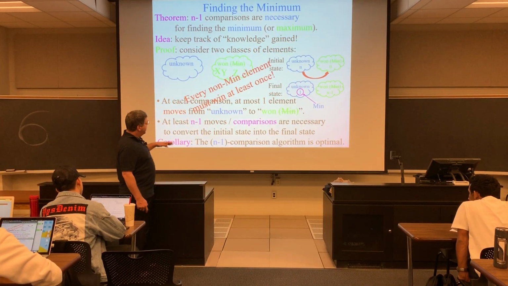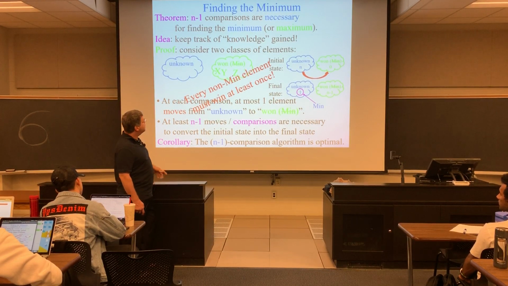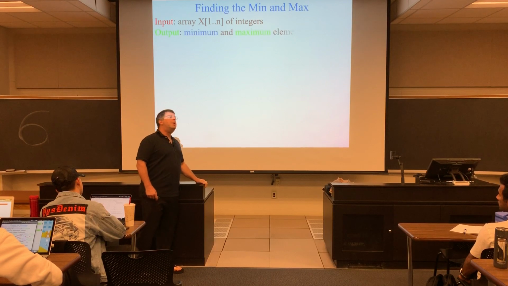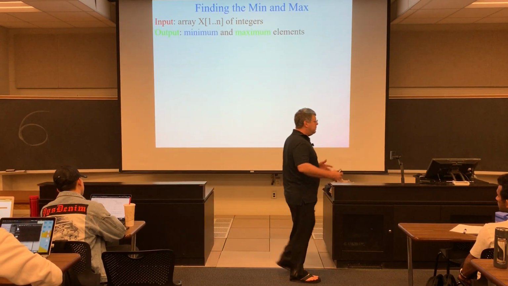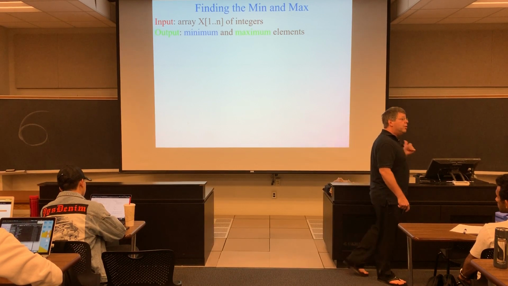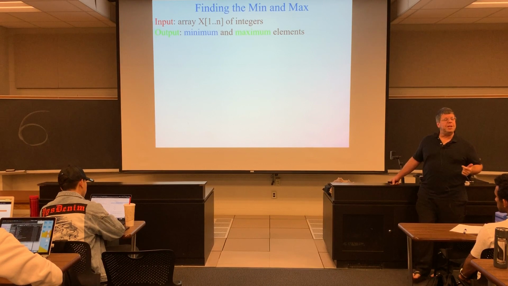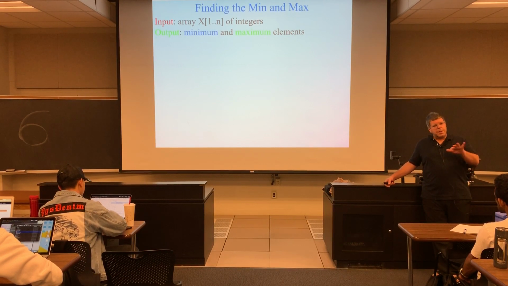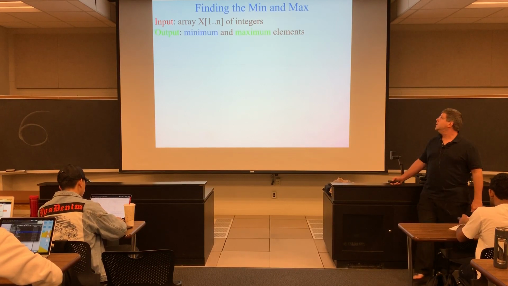So n minus 1 are necessary, n minus 1 are sufficient, and that's why the algorithm from 2 slides ago is optimal. All right. What if you want to find the minimum and the maximum? Both. So come up with an algorithm that finds the minimum and the maximum, and then we'll show a lower bound for that, and an upper bound. The upper bound will be much easier. The lower bound will be even harder than what you just saw. What we just saw is a pale version of what we're about to see. So we're building up to it.